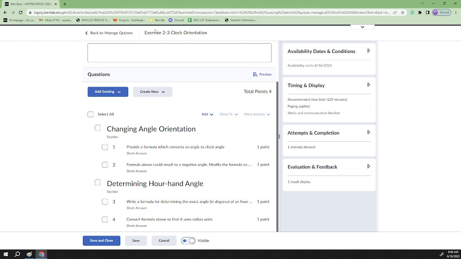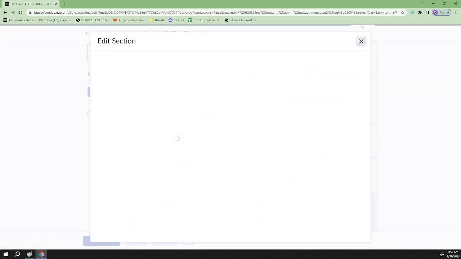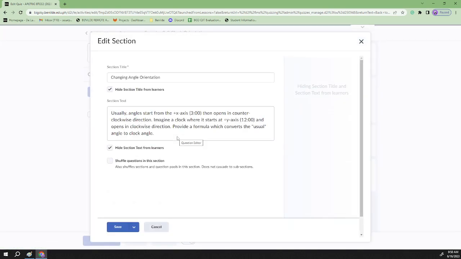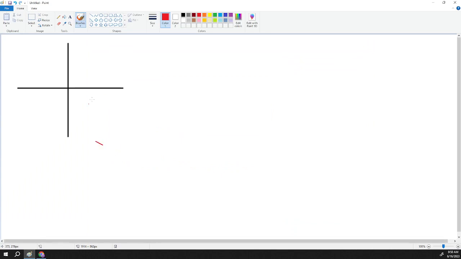So this will be our session for today. It's all about angles still. Okay? So, this is the question. Usually, angles start from the x-axis, right? So usually here, you start here, and our angles go counterclockwise, right?